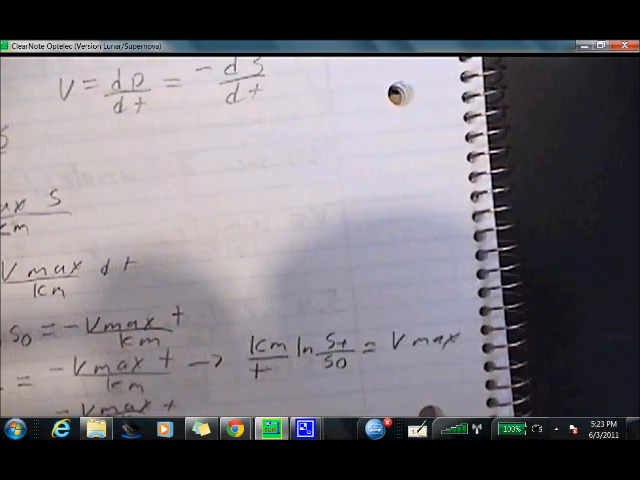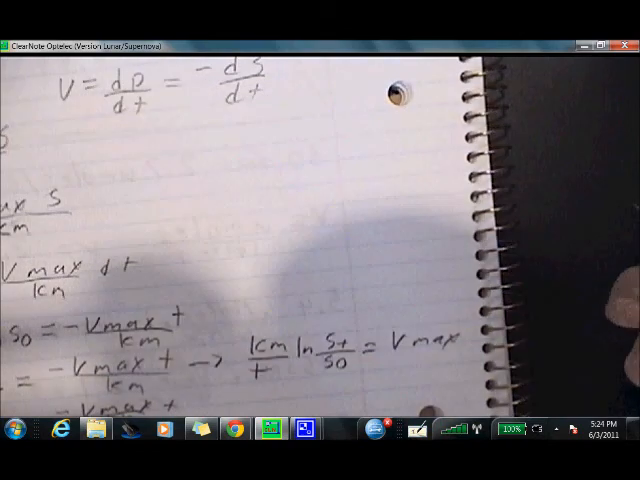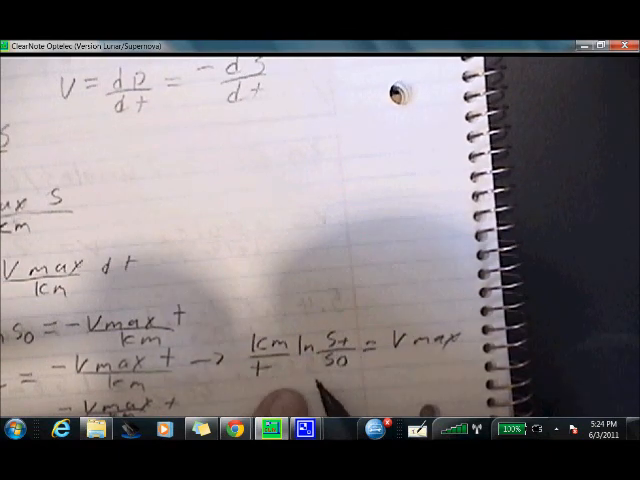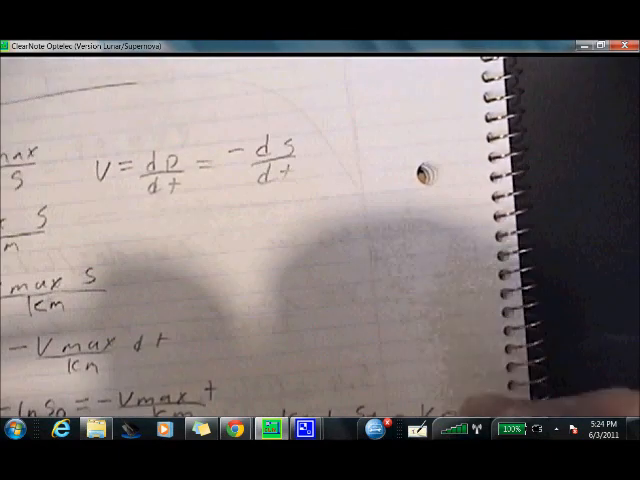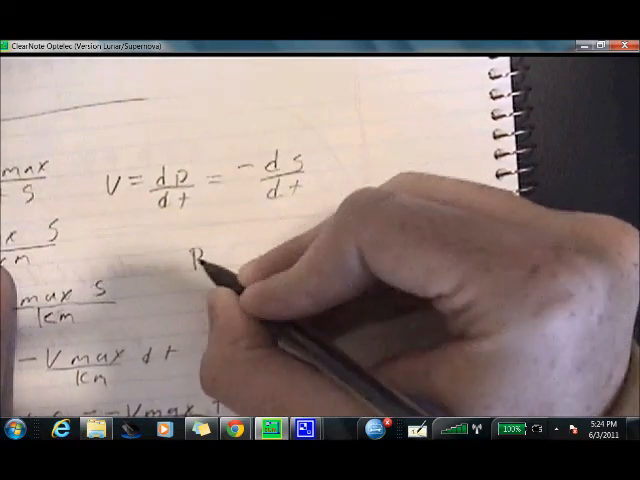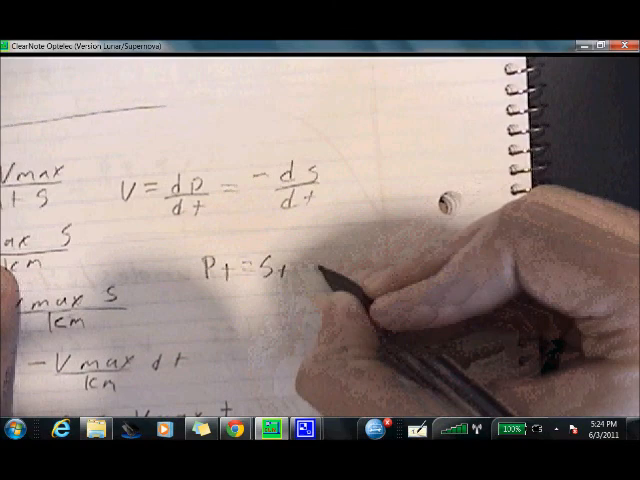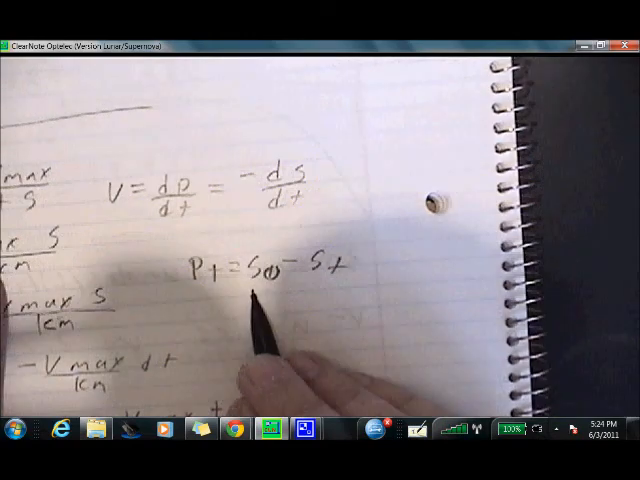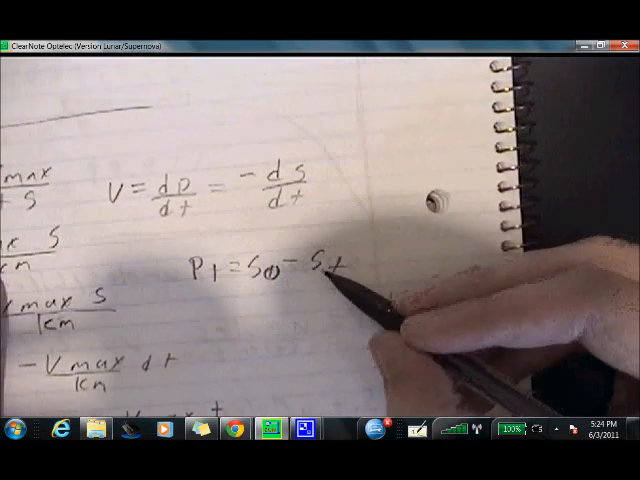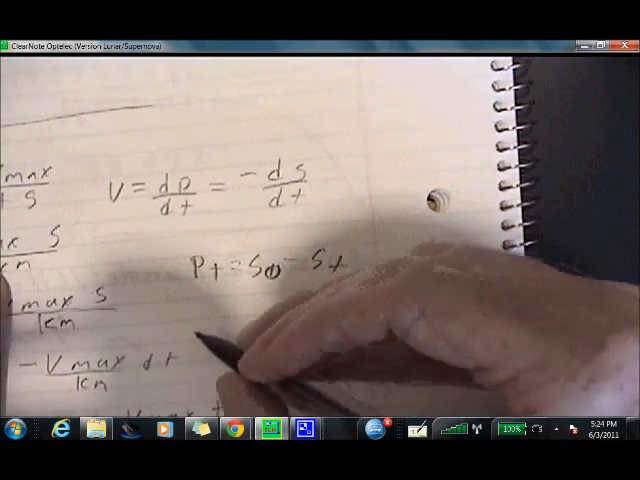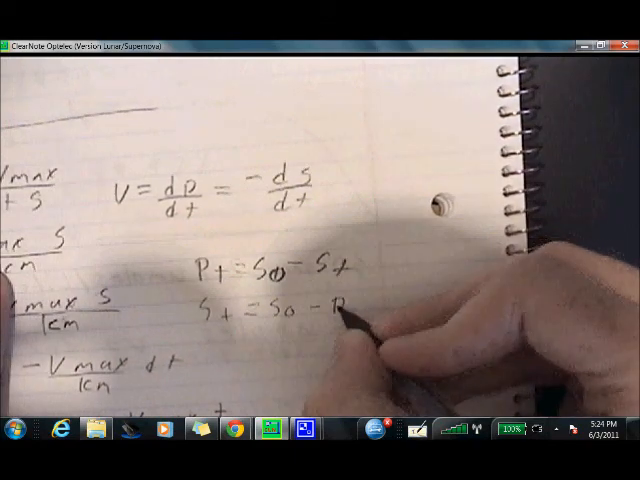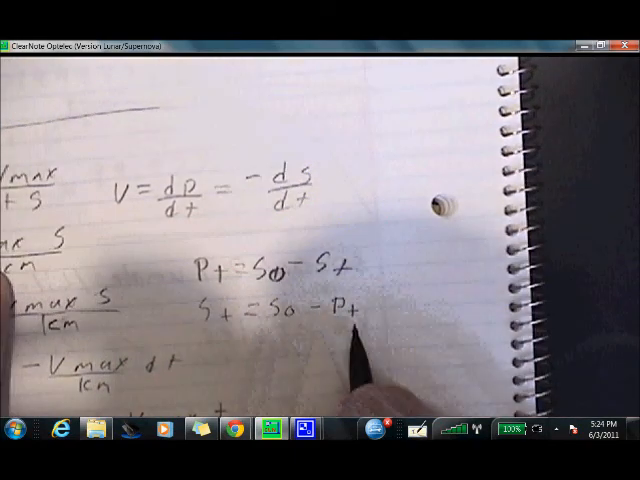Okay. So the first thing that they would give us is some time point in here and some concentration of our product. Another thing that we have to know is that PT equals SO minus ST. So our substrate at time 0 minus substrate at time t. So they give us some sort of product, and you'd have to solve for ST equals SO minus PT.